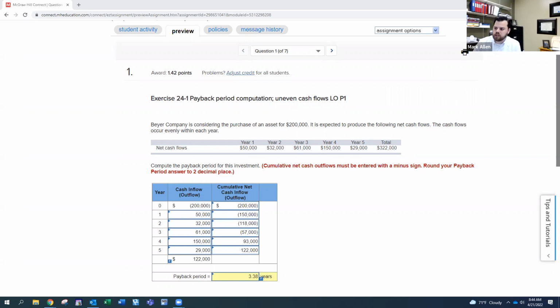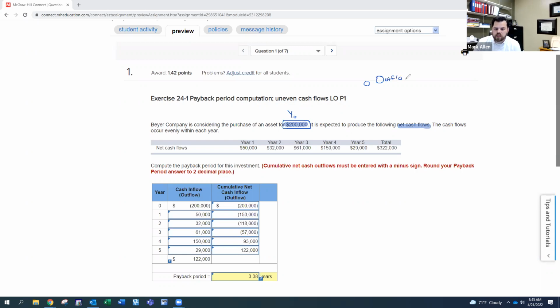And so what we notice here is, in this case, we have Bayer Company, who's considering the purchase of an asset for $200,000, which is expected to produce the following net cash flows. The cash flows occur evenly within each year. So what we want to see first is that in the beginning, we're going to refer to this right here as year 0. This is the initial outflow. And if you want to link that 0 with the letter O, you can. So in year 0, that's where we have an outflow.